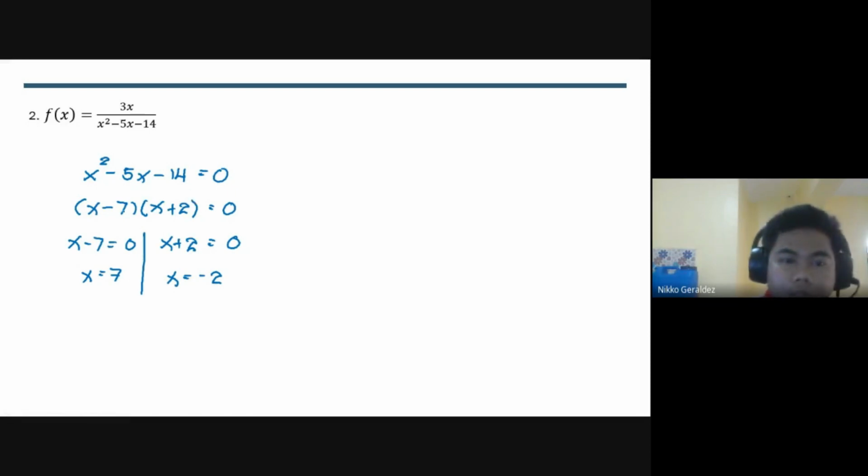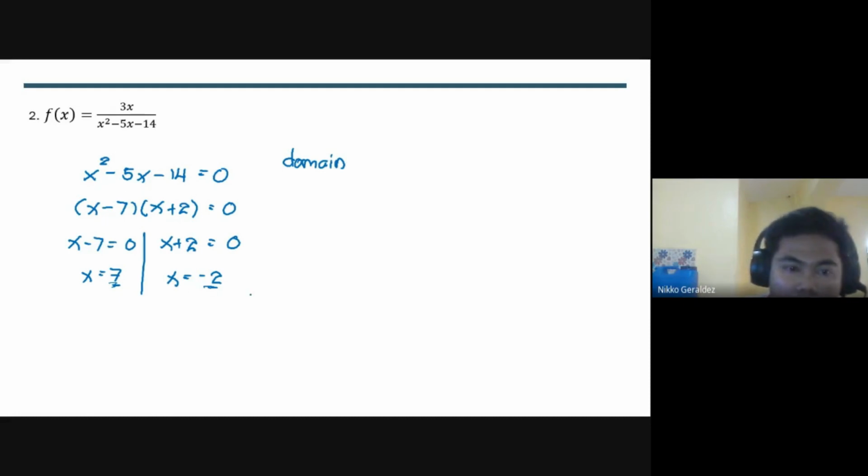No? So, pag sinubstitute mo yan, di ba, 7 squared minus 5 times 7 minus 14 is 0. Substitute mo si negative 2. Negative 2 squared minus 5 times negative 2 minus 14. That is 0. No? So, ibig sabihin, 7 and negative 2 are not included in the domain of the function. No? So, ano natin siya isusulat? In interval notation.